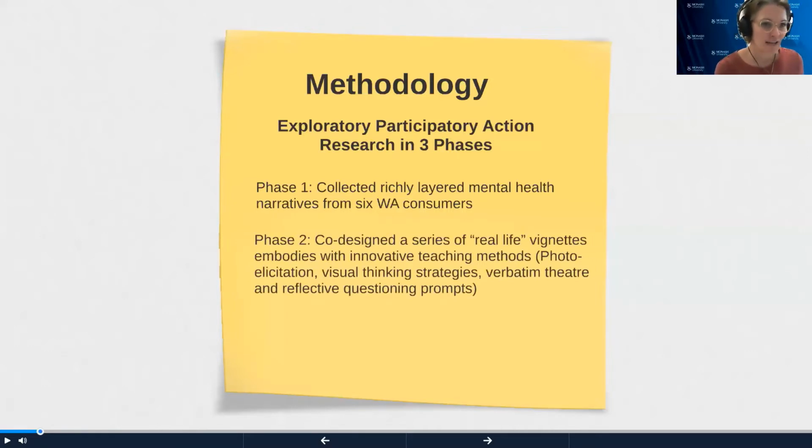So phase 2 then is together we go back and forth and we co-design a series of real life vignettes of their story of what it's like to live and recover from mental health issues. We embody these with the really innovative teaching methods. So as an educational researcher, I use a lot of experiential learning because intellectually we can know something, but unless we actually feel it or embody it, we won't shift our perceptions of ways of seeing the world.